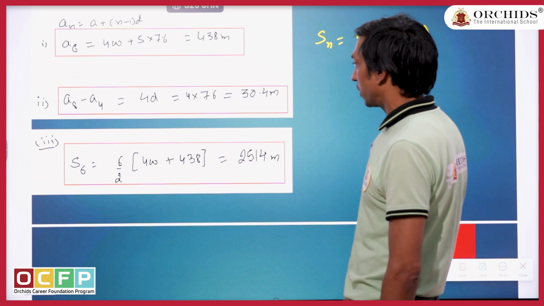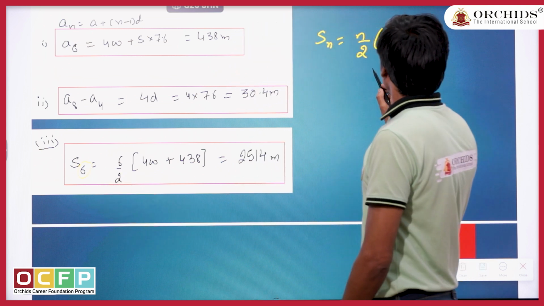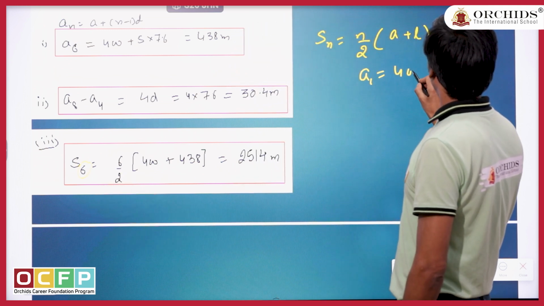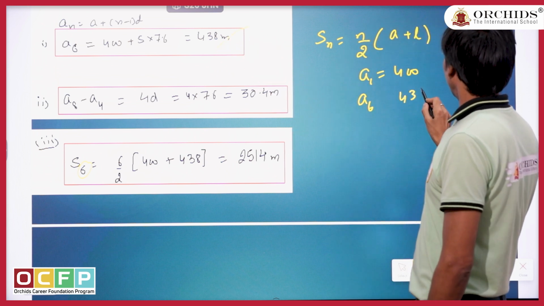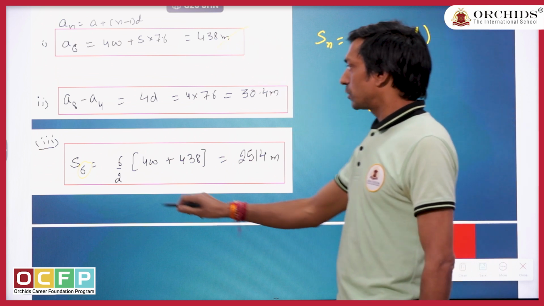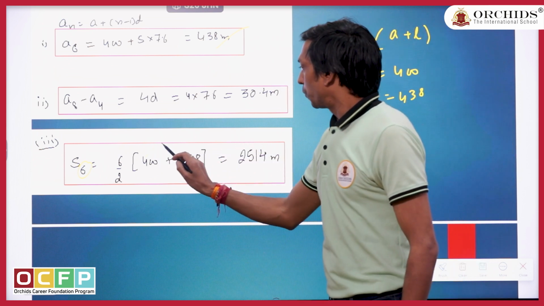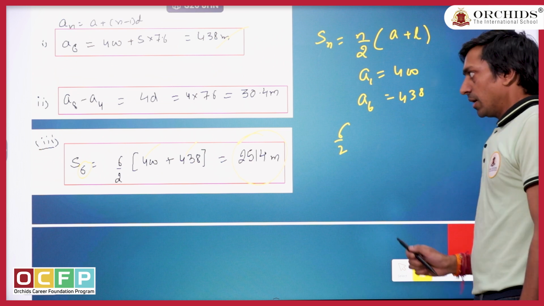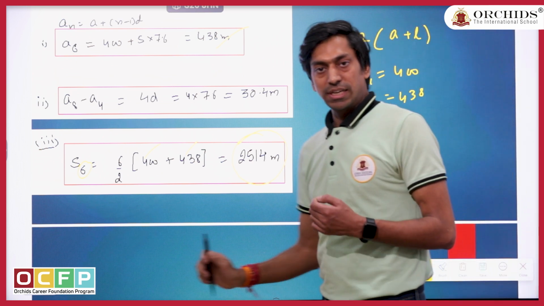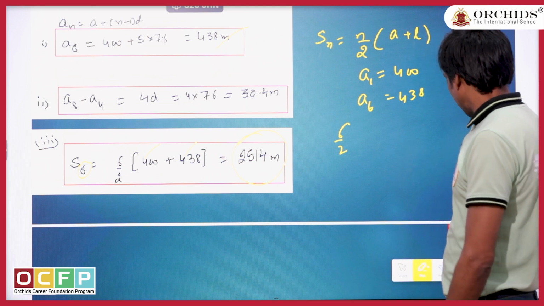Why first and last term? Because in this case, they are asking the distance covered in the first 6 tracks. The first track length we know is 400, and A6 we just calculated, that is 438. That is the last track in this particular case. So I can use that formula also: 6 by 2 into (400 plus 438), you will get 2514 meter. That is the answer for the distance covered by the student when he is running individually in all 6 tracks, that is S6.